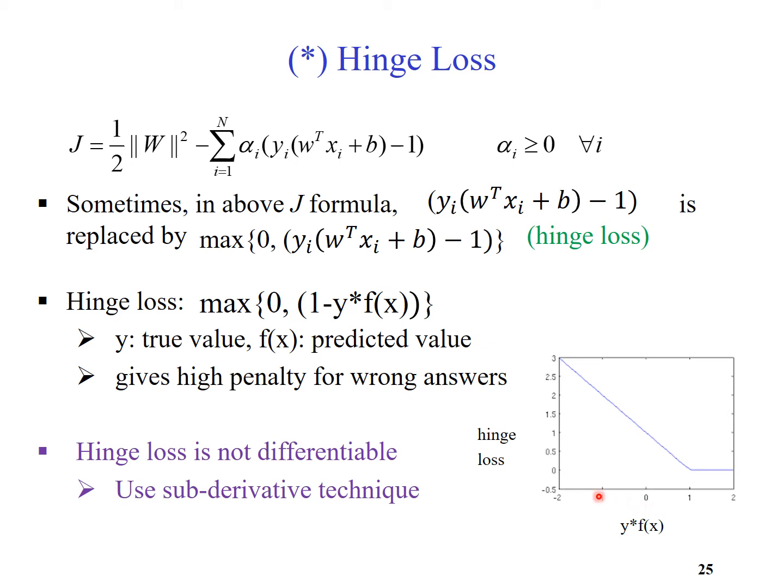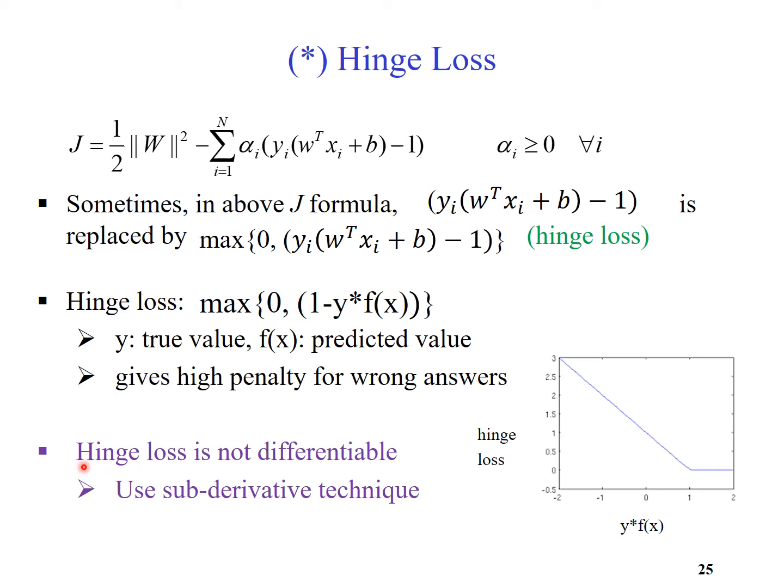If you look at this picture here, this is the value of y f(x). If the prediction is correct, the loss is 0. And if it is incorrect, this error grows linearly, so it can be any number, 1, 2, 3, 4, 5, whatever. That's how hinge loss works. Mostly we use this, and sometimes we use this, where this is replaced by this, especially in soft margin SVM. So that's hinge loss.